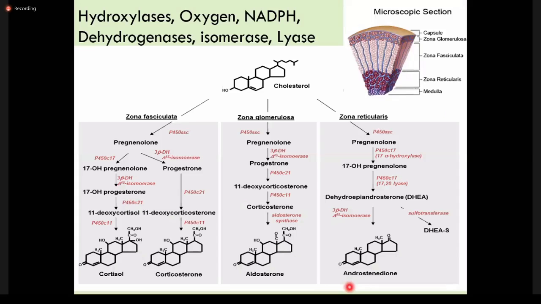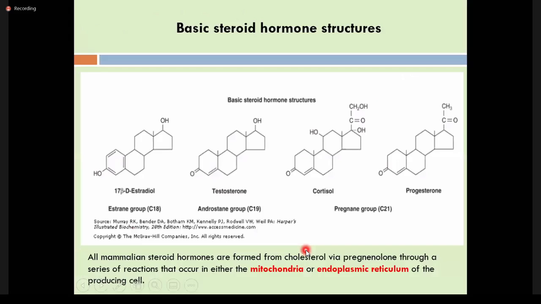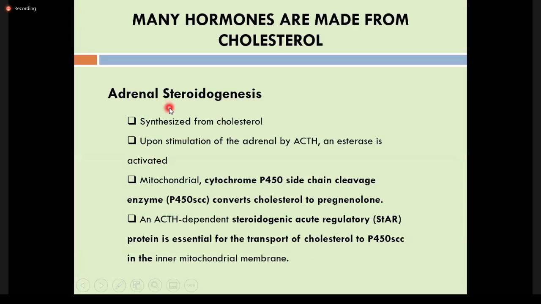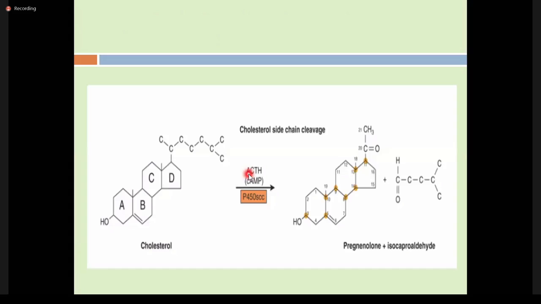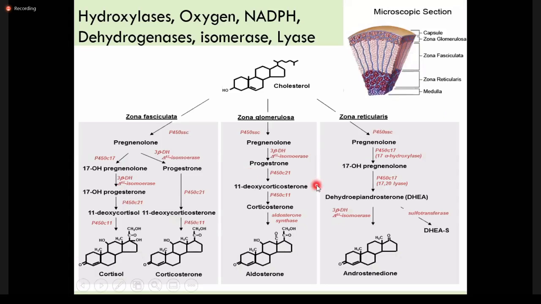organelles. As I described before, we have to remember the structure of the adrenal gland that consists of these layers, and we are interested in the zona reticularis, as well as the zona fasciculata and zona glomerulosa. These are the tissues responsible for the metabolism of our steroid hormones, as we see here. That's why the first title is called adrenal steroidogenesis, because we are going to describe the metabolism inside the adrenal gland.